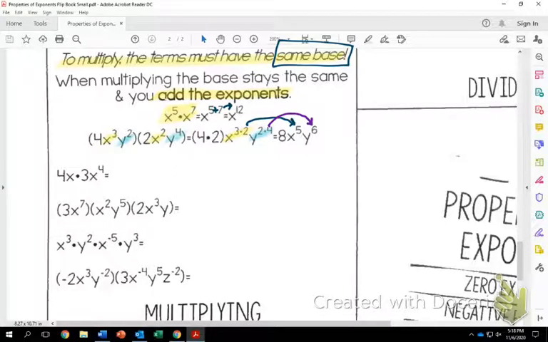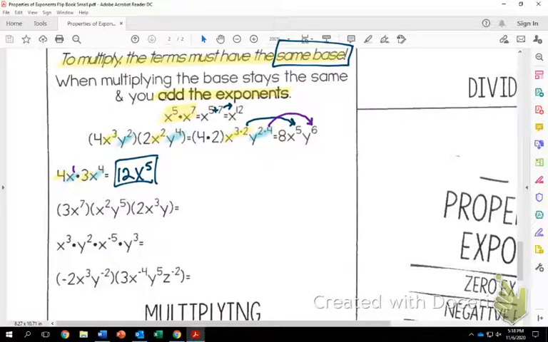So the examples beneath are the same idea. The first one's very easy. There's only 2 things to really look at. We have 4 times 3, which is 12, and then we have x times x to the 4th. Well, there's an understood exponent of 1 here with this x. So remember, if you don't see an exponent, it's an understood 1. And now I can easily add 1 plus 4 and get x to the 5th. And so this is my answer.